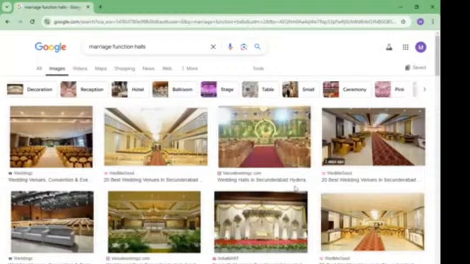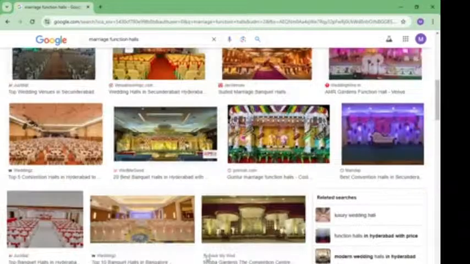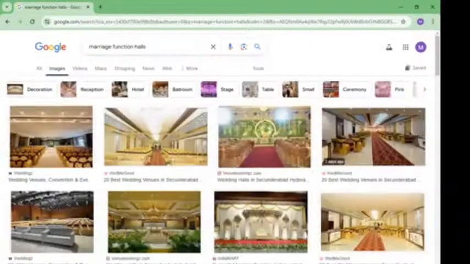Nearby every village, you will see these function halls now. So what we do is, if someone is getting married on a certain date, we just go there and book the function hall, let's say 10 or 15 days before. And hundreds of companies provide you the function hall on the day of the marriage.